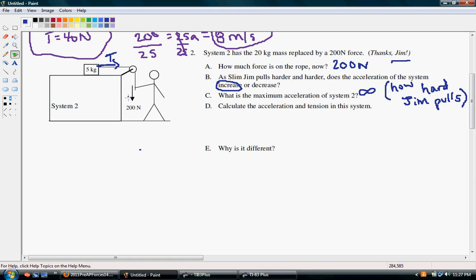Okay? And we also know, since the force on the rope is 200 and tension is the same throughout, our tension equals 200 newtons. We also know that the sum of our forces, and in this direction, that is the only force we have, equals mass, which for that object is 5, times acceleration. So we can solve for acceleration by saying 200 divided by 5 is 40 meters per second squared.